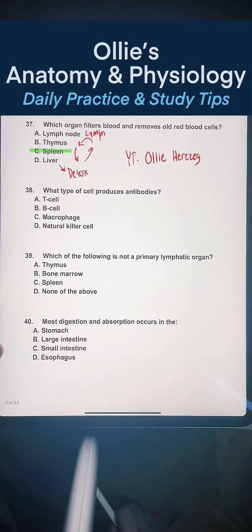But let's move on to number 38. What type of cell produces antibodies?